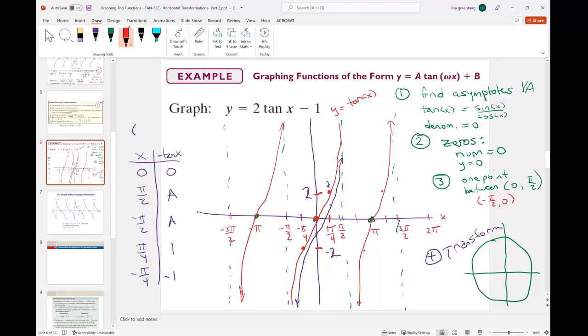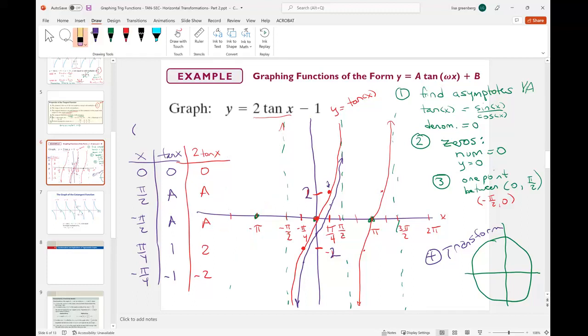Okay, so let's start there. And then what we can do next is multiply all these tangent values by 2. So 2 tangent of x would be 0, asymptote, asymptote, 2, negative 2. Let me kind of do this here. We don't need this one out here, and I could use the space.